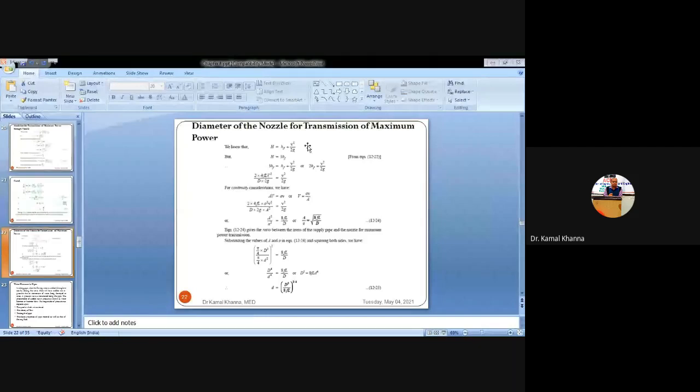So H is equal to HF plus V square by 2G. That is, the total head at inlet must be equal to the total head at outlet plus the loss of head due to friction. The total head at outlet is only available in the form of kinetic head, that is V square by 2G. So HF is the loss of head due to friction, and the inlet head must be equal to the kinetic head plus the loss of head due to friction.